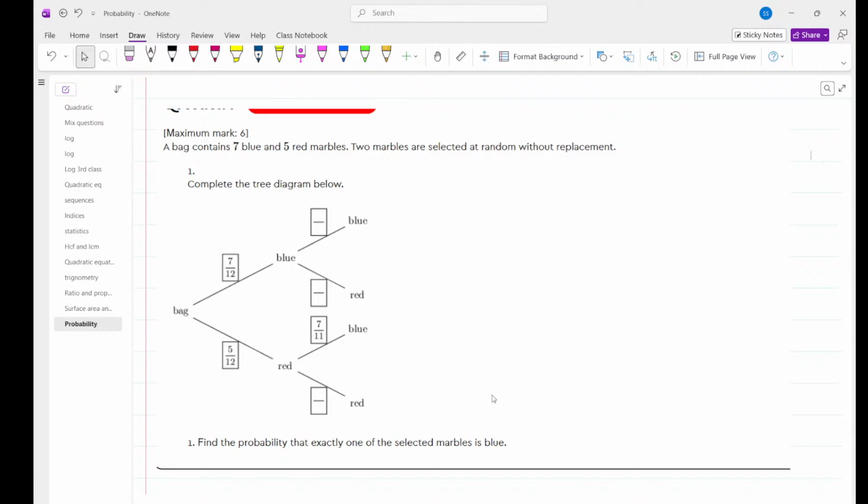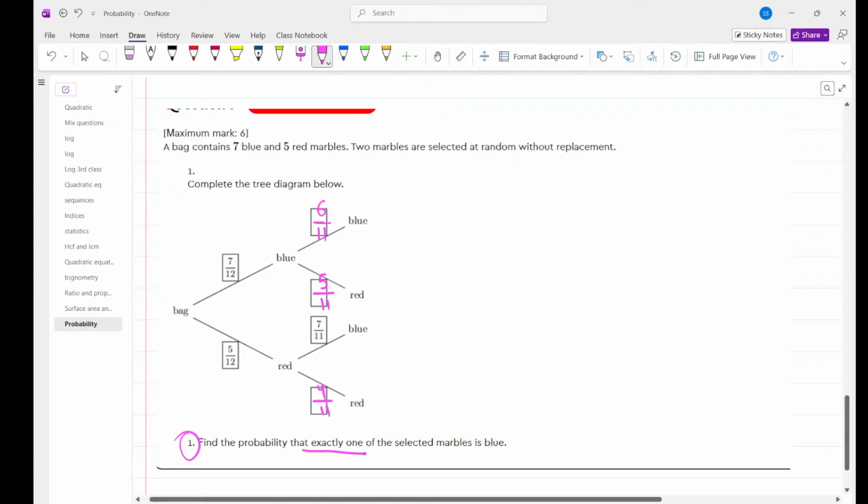The bag has 5 over 12 red. So 7 over 12. Why does it say 7? Okay, oh yeah. So blue would be 6 over 11. Correct? Red would be the same, 5 over 11. Correct. This would be, oh well, then that's just the add, 4 over 11. Correct.